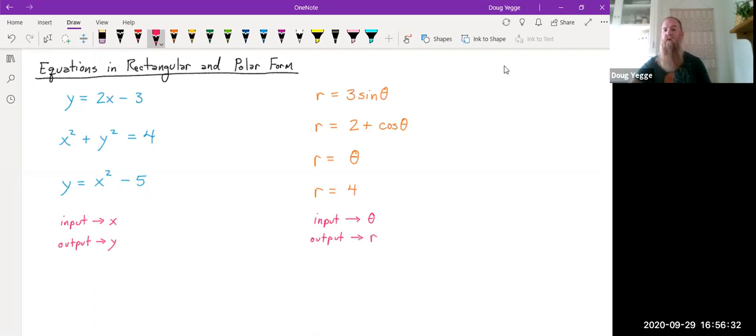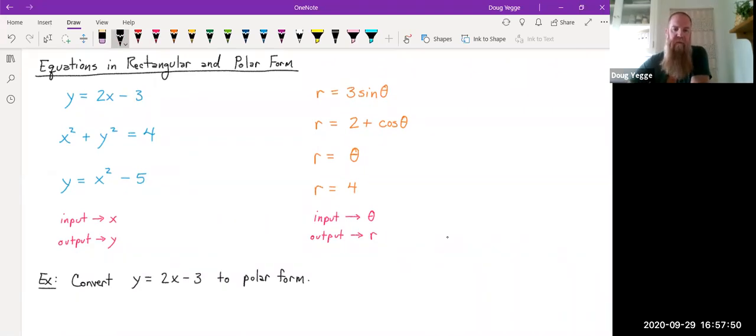So instead of having to walk left or right and then up or down to get to a certain point, we don't do that anymore. We now just say from the horizontal, rotate through a certain angle and then walk a certain amount in that direction. That's why it's referred to as r and theta. So let's go ahead and take a look at how to convert from one form to another.